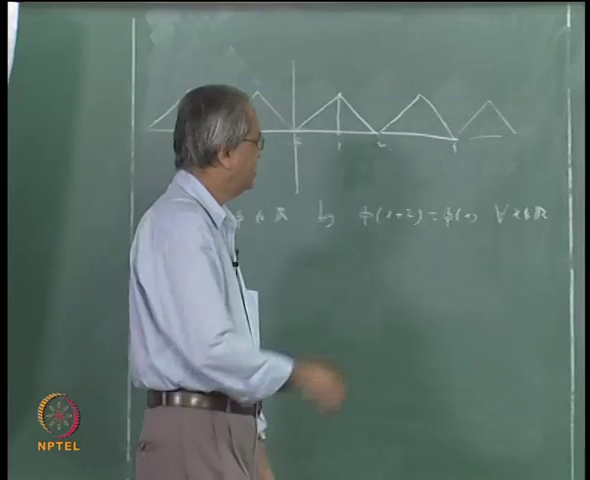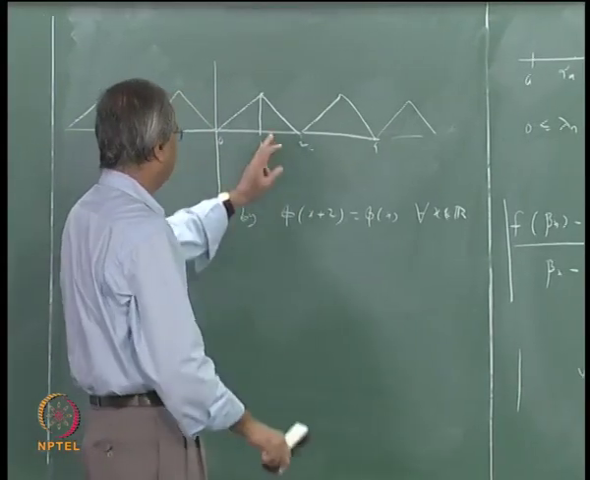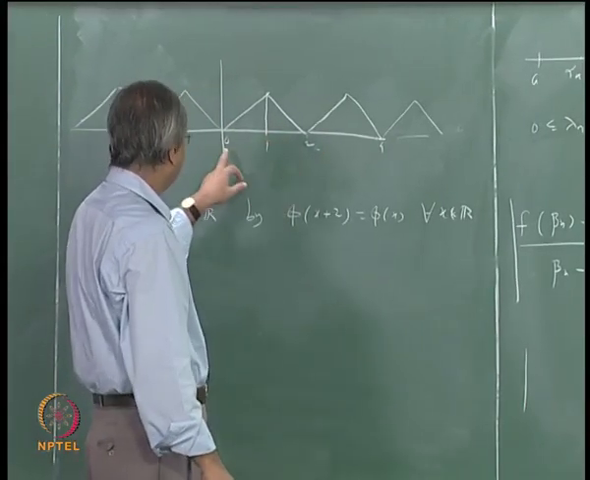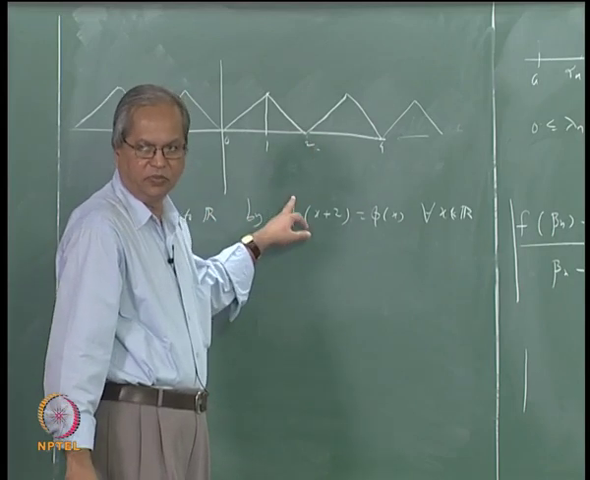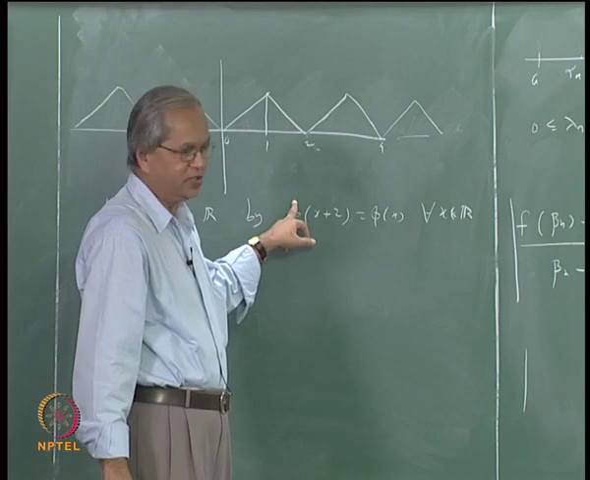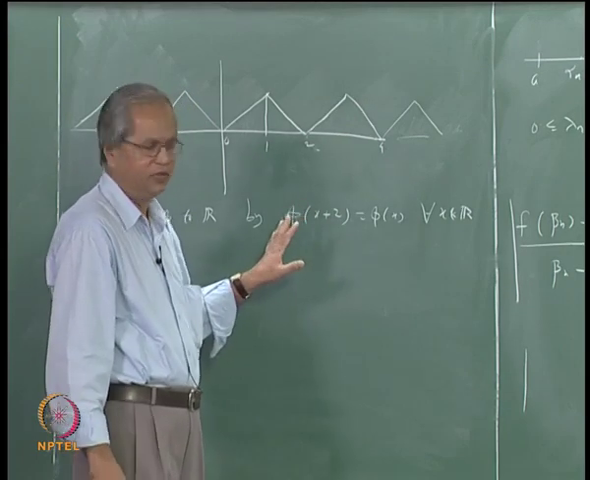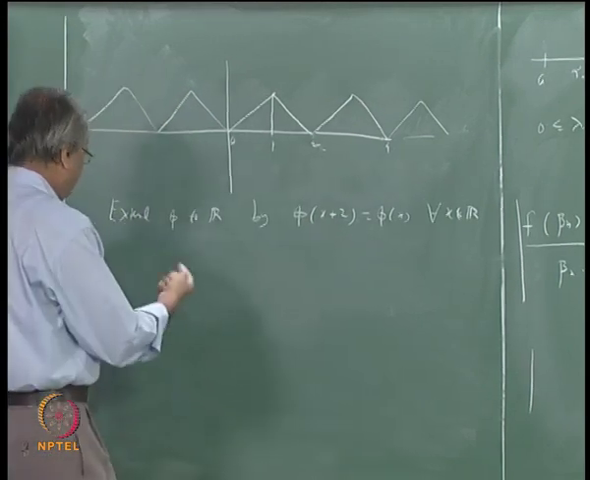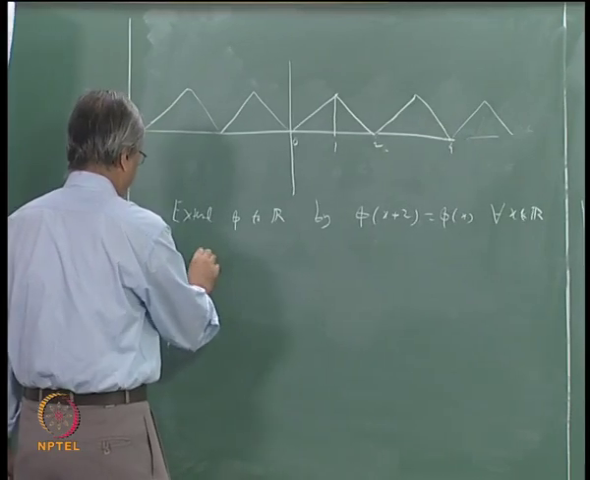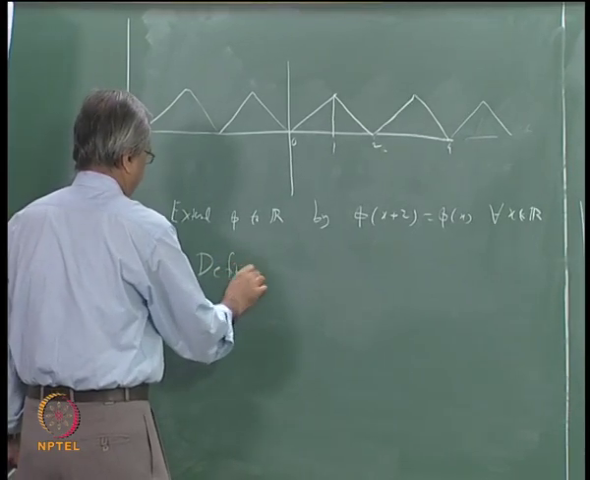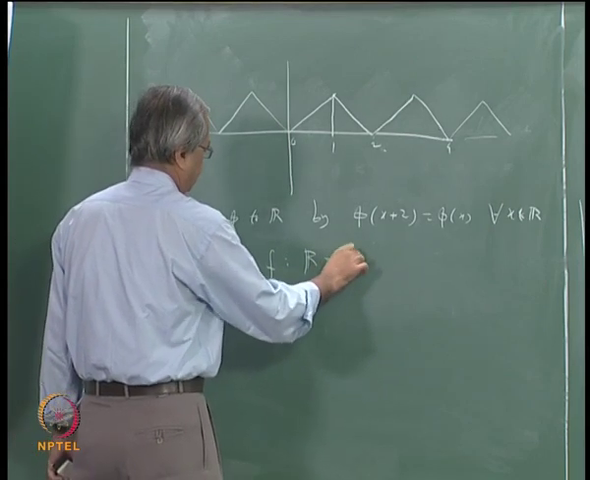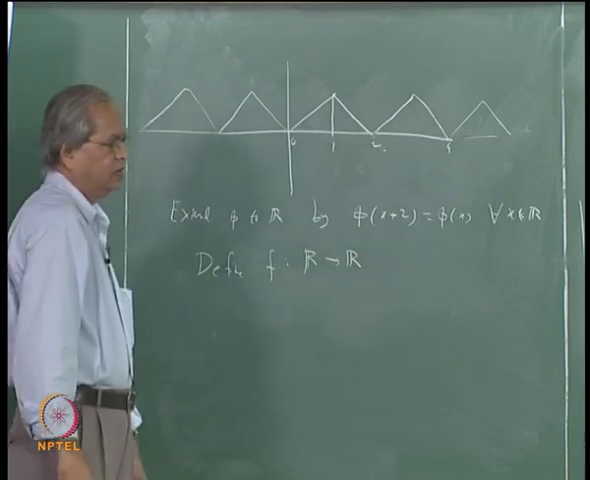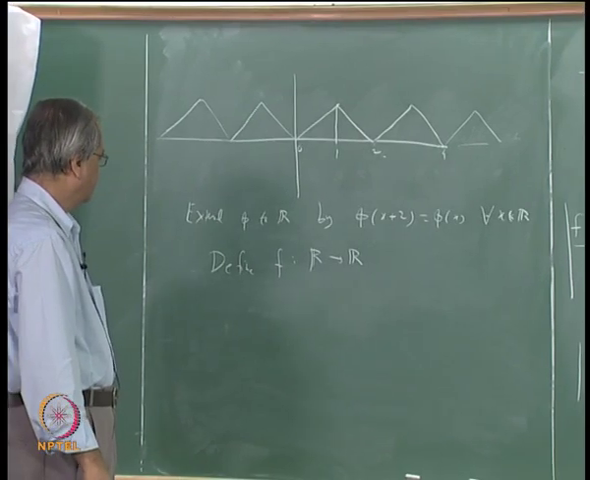But of course this still is not the required function, because you know that this function is continuous everywhere, it is not differentiable at integer points, but what we want is that it should not be differentiable at any x. So now we construct that function and define f from R to R.